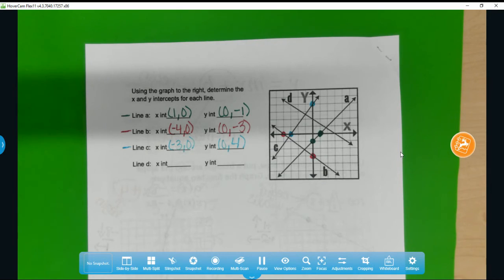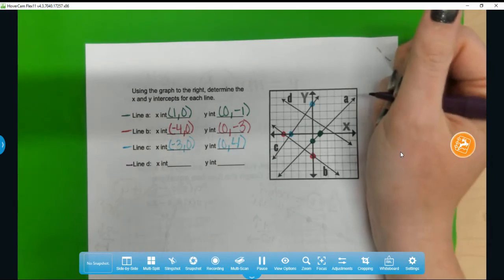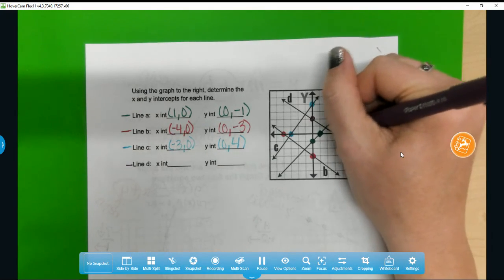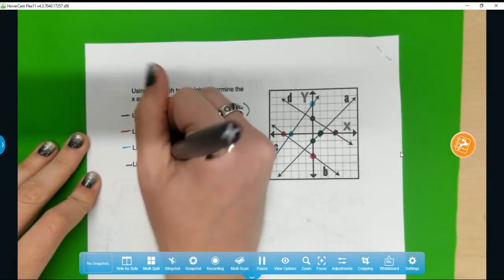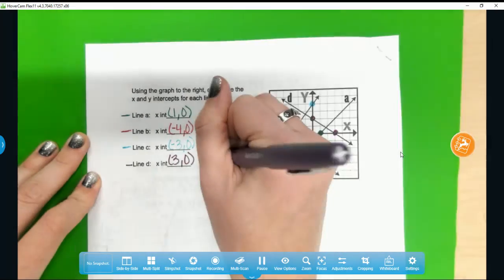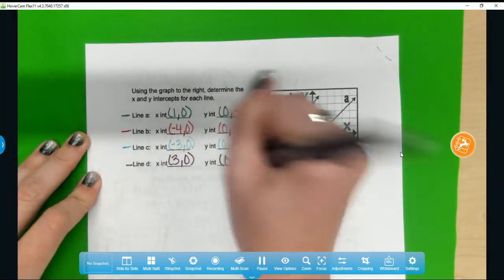Okay, and last one, line D. My y, my x. So my x-intercept is going to be 3, 0. My y-intercept is going to be 0, 2.